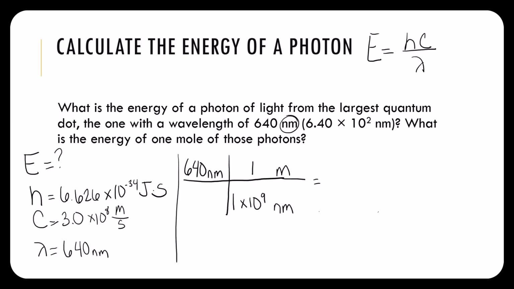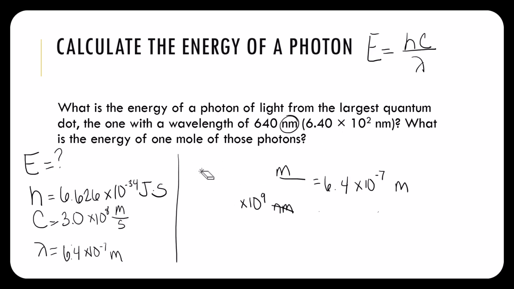So I'm going to multiply across the top, divide by the bottom, and we get 6.4 times 10 to the negative 7th meters. Okay, just a quick unit conversion so that my units match. So I'm going to replace this over here with 6.4 times 10 to the negative 7th meters. Once my units are in line, now this is a quick plug and chug problem. Plug it into the equation, chug our way through it.